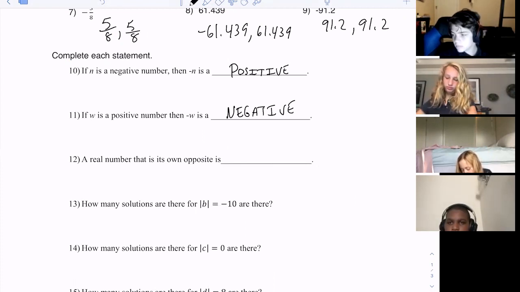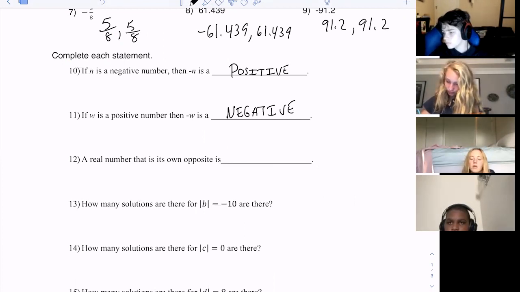True? Oh, a real number. Say it again. I can't hear you. What's a real number? Can it be like any real number? Yeah. What real number is the same as its opposite? You with me now, right? All right. 0 is correct.